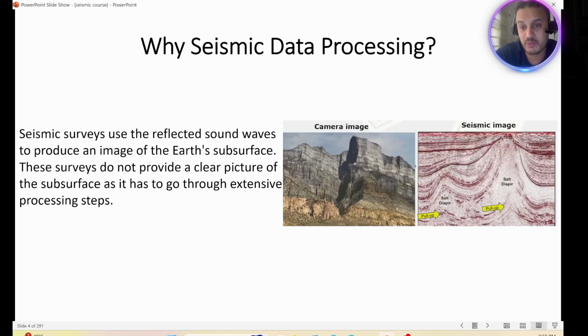Why seismic data processing? You can check the left image. We have a real image of the Earth. When we get the seismic data, we are not getting the data immediately as the same as the left. The data have to go through processing to remove the noise and to enhance the signal. So that's why we will use software to enhance our signal, and that's why we need data processing.